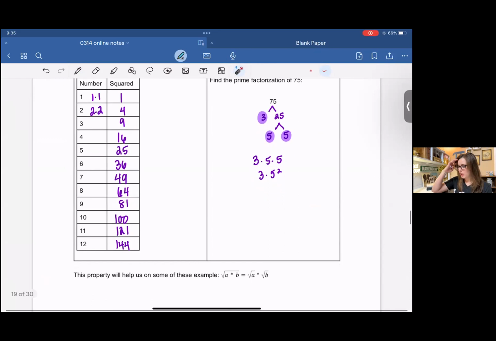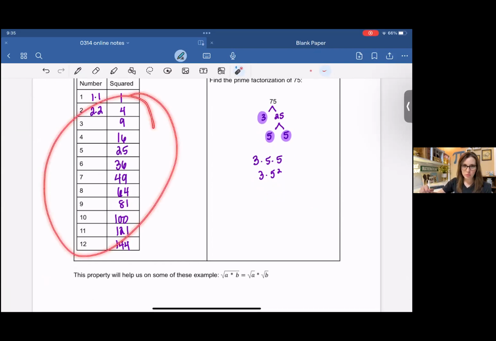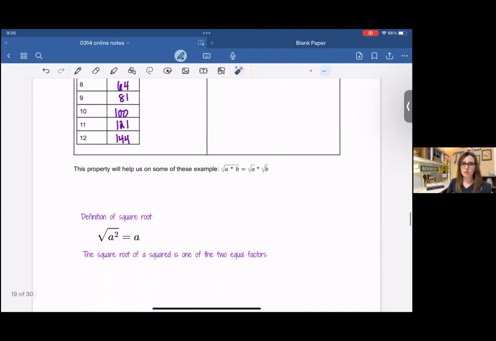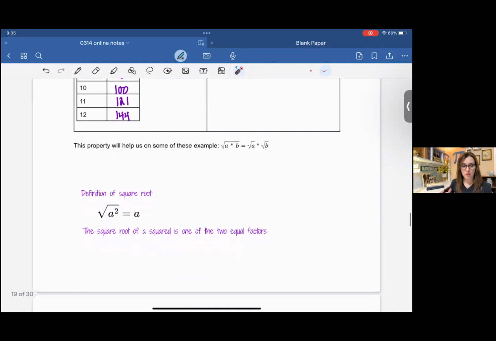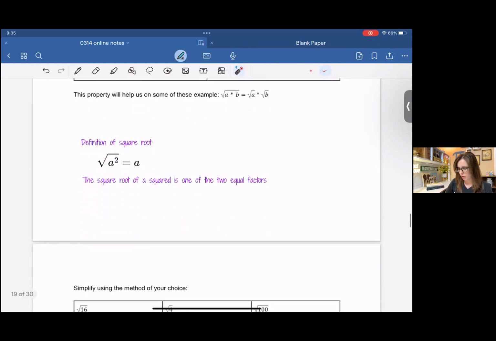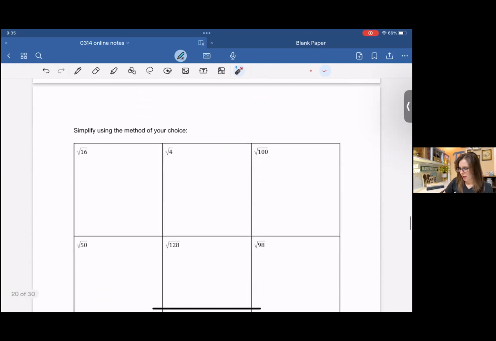It just kind of depends. I was going to say I use this method more often for simplifying square roots. But if the number's like really, really big, I might use this. So it just kind of depends. But basically, you're going to use the method of your choice. I'm going to show you both. And then when you're working on your own stuff, you can pick whatever works for you. And that's perfectly fine. That's how math is.